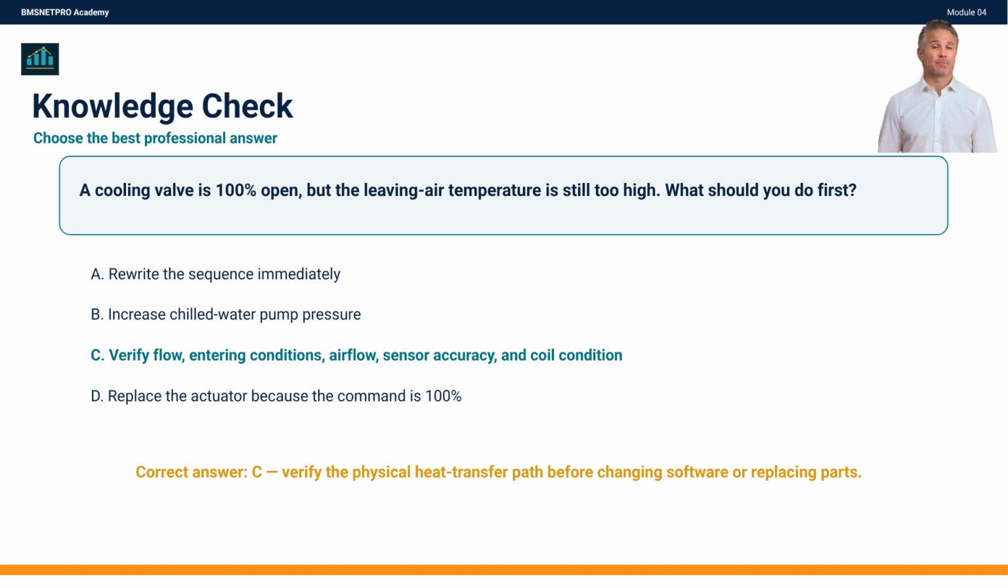A 100% command tells us the BAS is asking for maximum cooling. It does not prove the valve moved, that chilled water is available, that airflow is correct, or that the measurement is accurate. The professional response is to verify the physical heat transfer path before changing software or replacing parts.